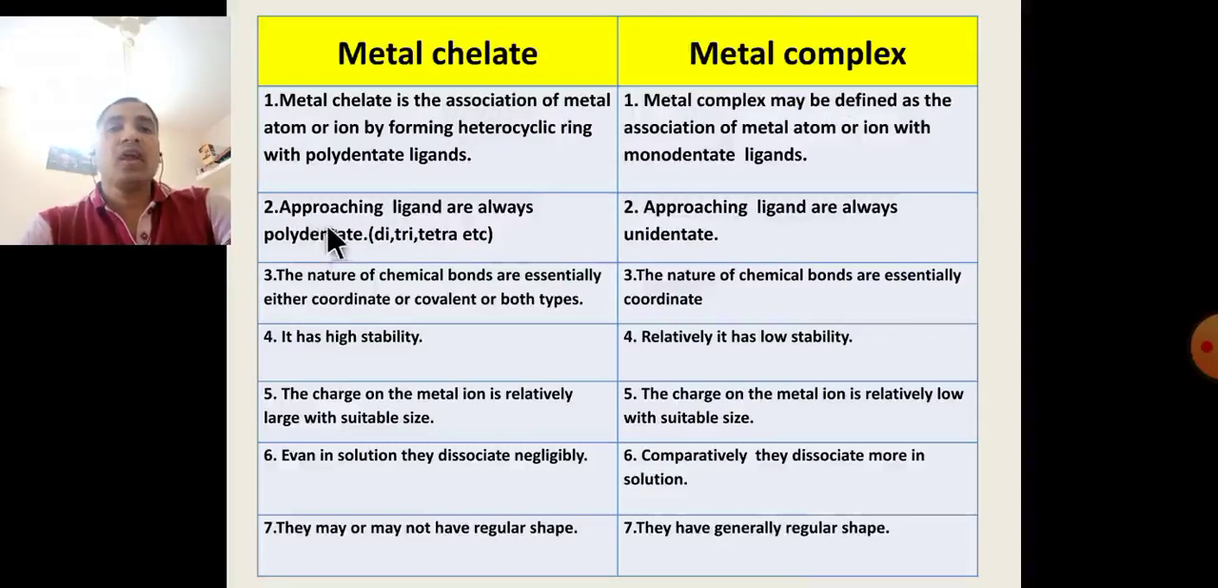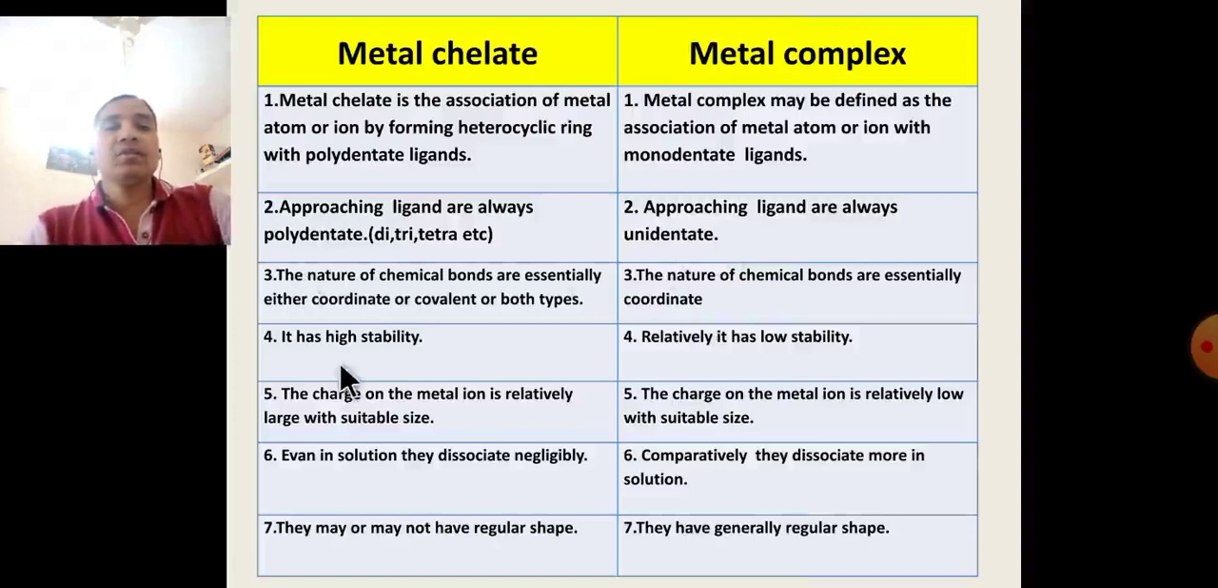Second point, the approaching ligand is always polydentate, that is di, tri, or tetra. The ligand contains 2, 3, or 4 donor atoms. But in a metal complex, the approaching ligand is always unidentate. It contains only one donor group.